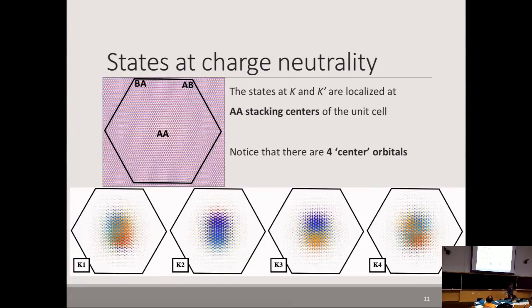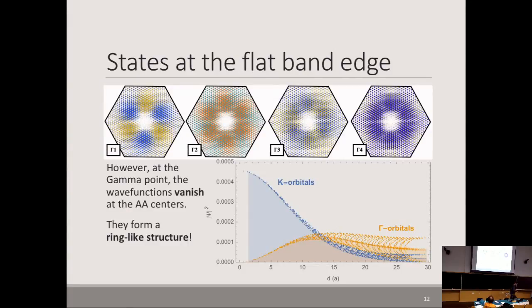So, however, of course, we're talking about half filling this band. So you should not only look at the K point, you should look at how this evolves if you go to the other side of the band. So let's look at the edge of that band, which is in this case at the gamma point.